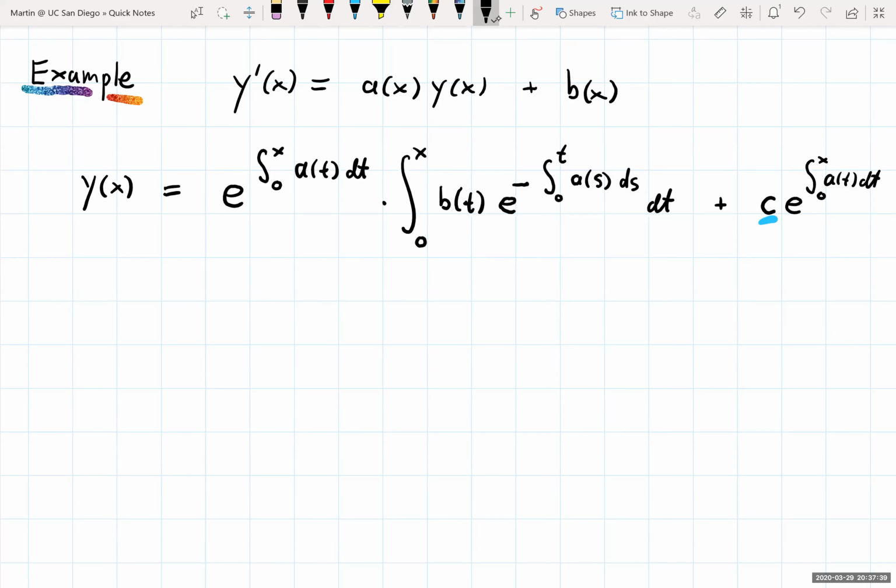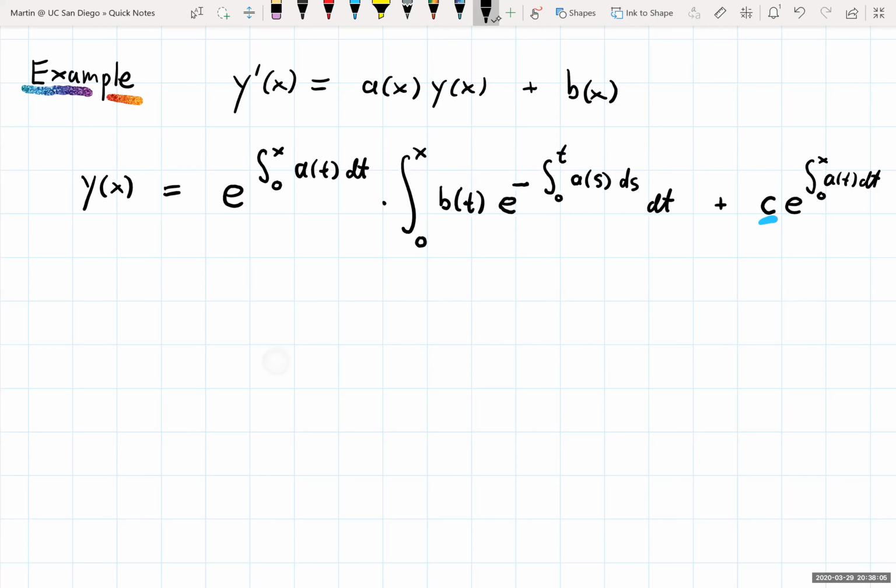Before anybody asks, no, I do not expect you to memorize this formula completely. Now, in order to check that this function y of x actually satisfies the differential equation, the best thing we can do is, to start with, just compute y prime of x, given this formula here.